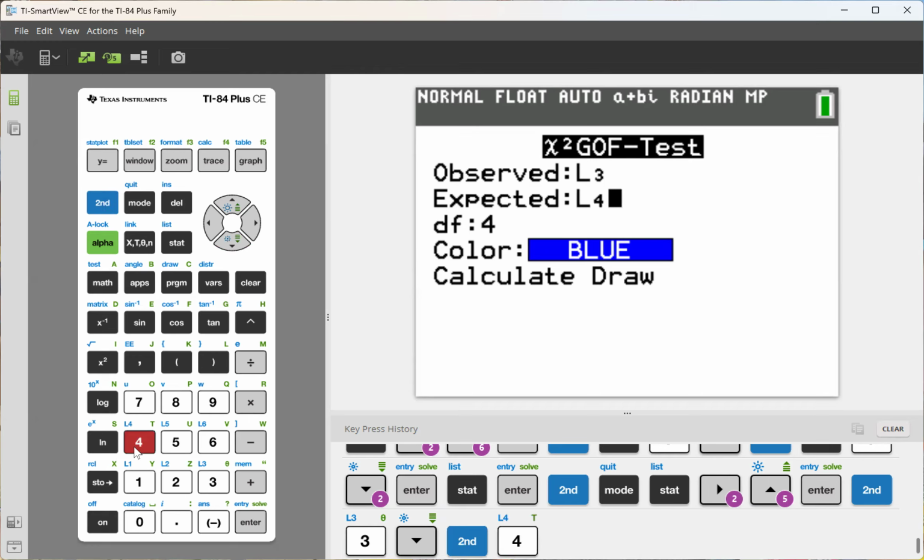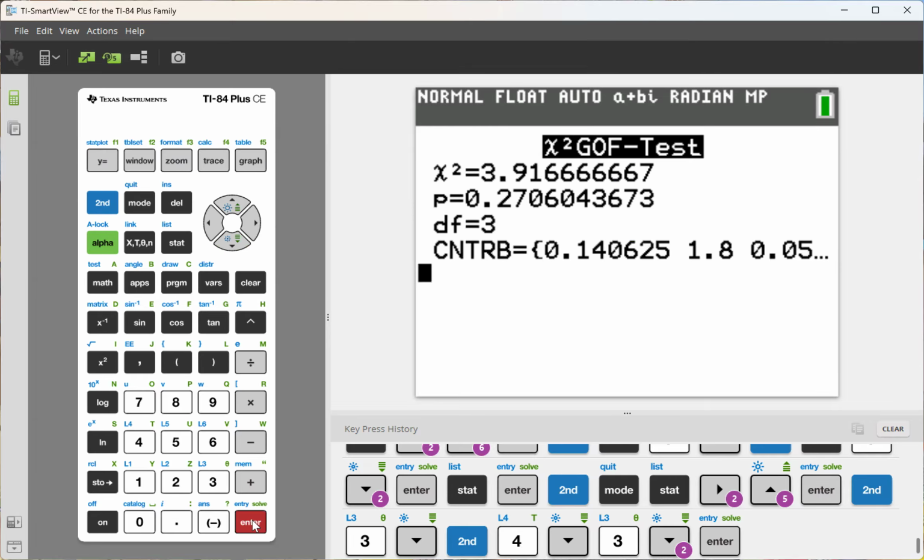And I do need to tell my calculator the degrees of freedom. I had 4 categories, A, B, C, and D were my 4 categories. So my degrees of freedom is 3, the number of categories minus 1. Calculate. And I get the same exact answer.